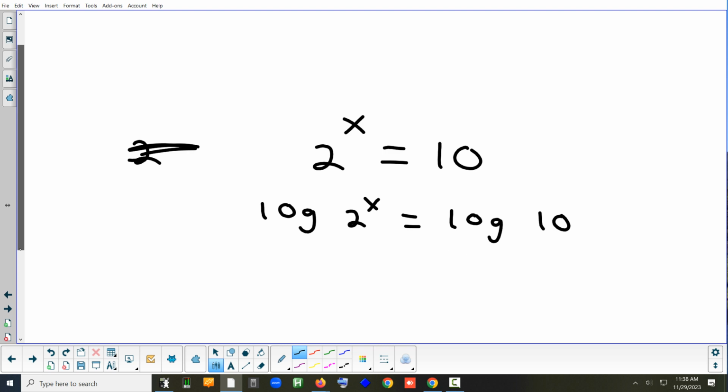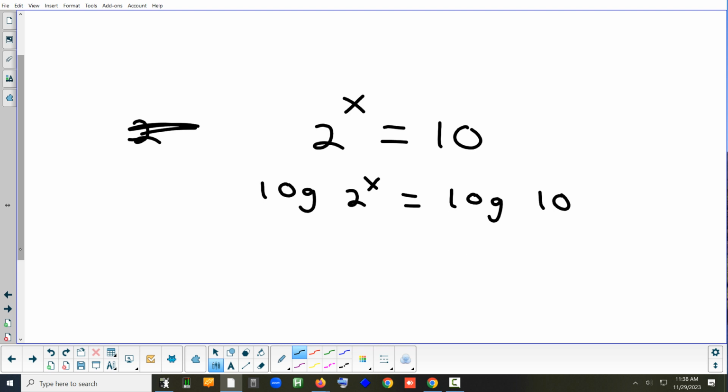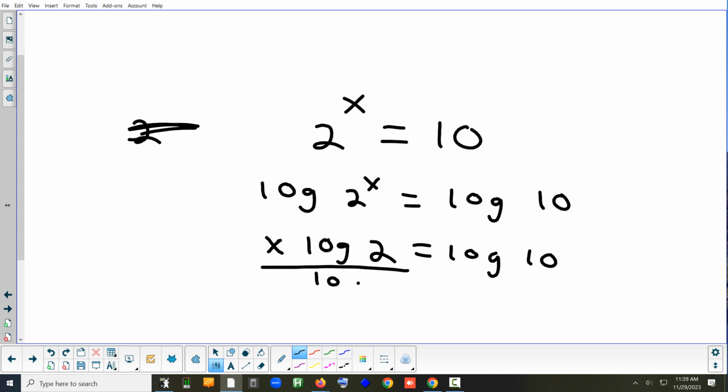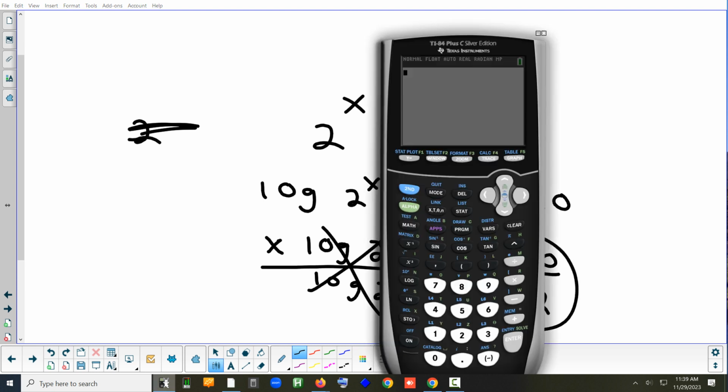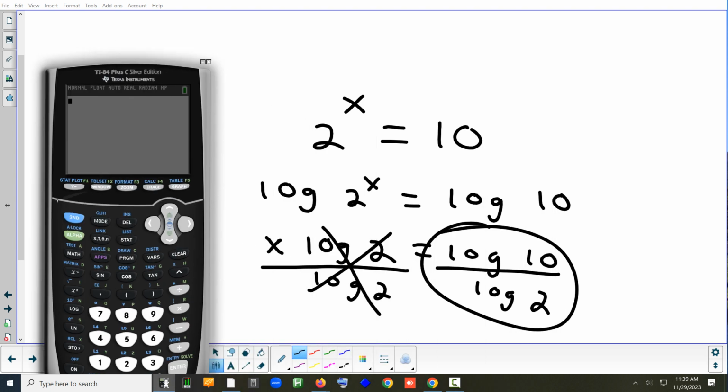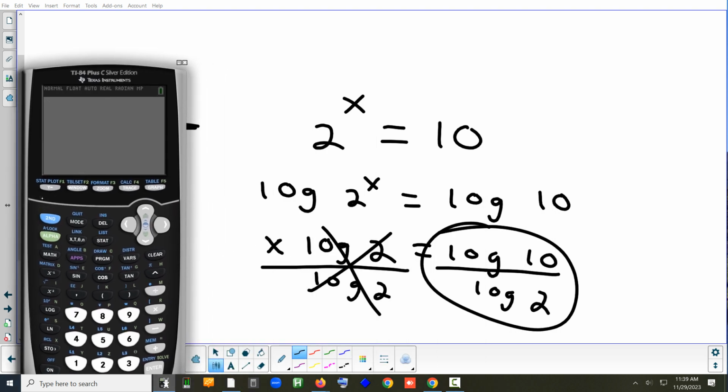Right. Now, what can you do with the x? Now you can put the x in front. And what would be your last step to get the x by itself? Divide both sides by log 2. So let's see what that comes out to. That should be the power that you have to raise the number 2 to, to get 10.